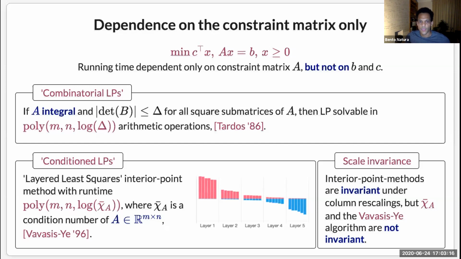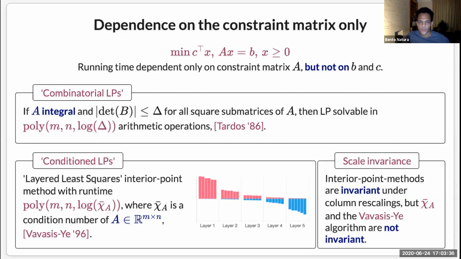For them, A can be any real valued matrix, and they use a layered least squares interior point method that runs in time polynomial in m, n, and log chi bar, where chi bar is some condition number of the constraint matrix. And this is also bounded in delta. That is why it's really a generalization of Tardos's result.